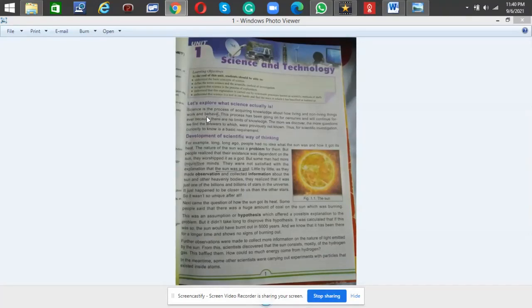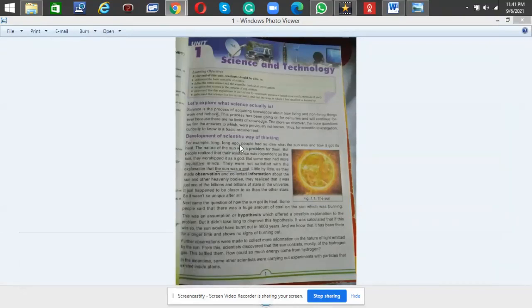Science is the process of acquiring knowledge about how living and non-living things work and behave. This process has been going on for centuries and will continue forever because there are no limits of knowledge. The more we discover, the more questions we find the answers to which were previously not known. Thus, for scientific investigation, curiosity to know is a basic requirement.